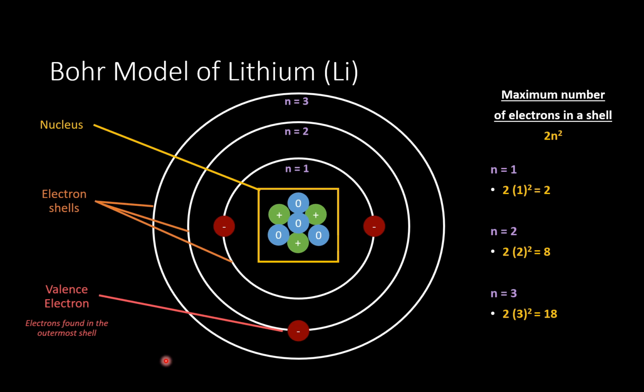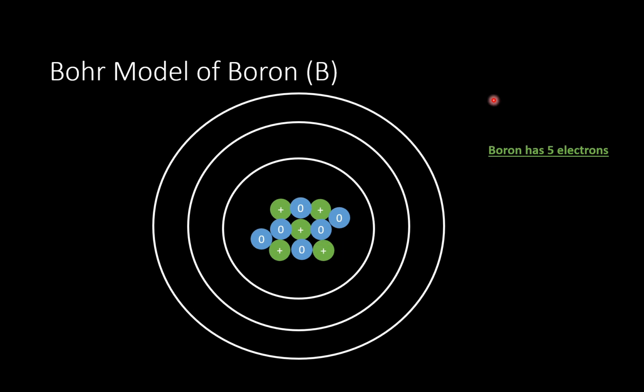I know this was a lot of information, but we're going to go through some practice problems to help clarify any confusion. So in this example, we're given a Bohr model of boron. What we don't have is electrons filled out. But it tells us that boron has 5 electrons. And what we're supposed to do is find how many valence electrons it has and which shell these valence electrons are located at.